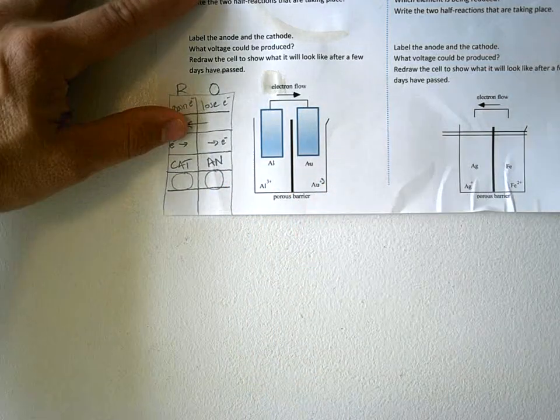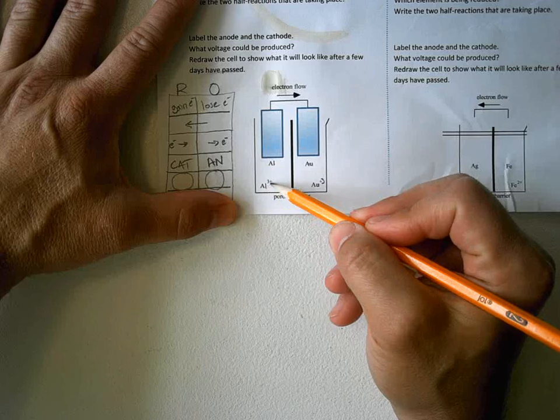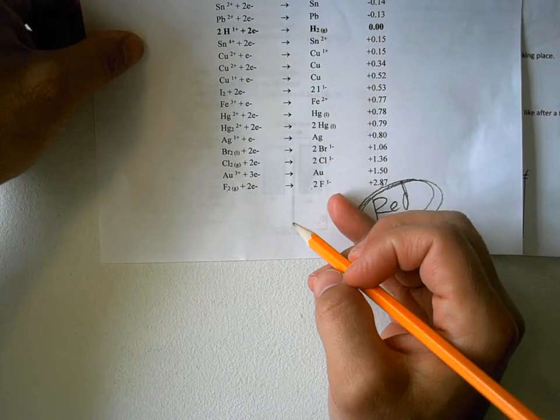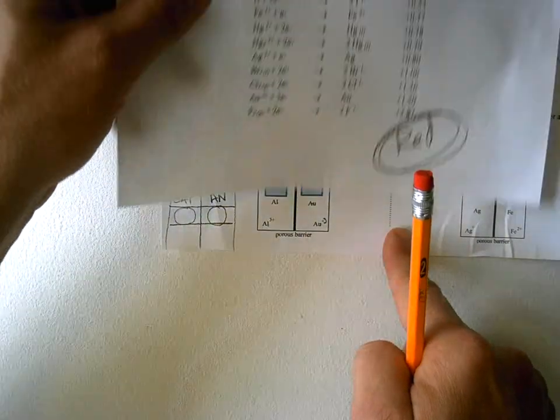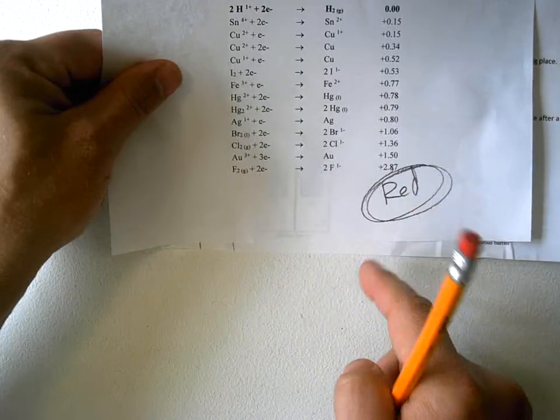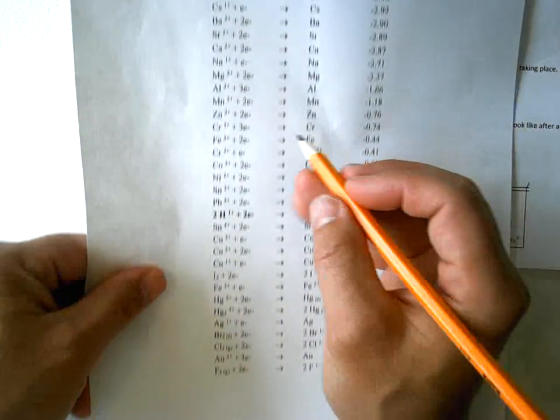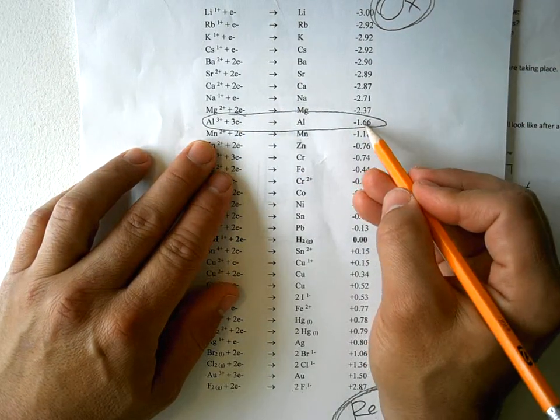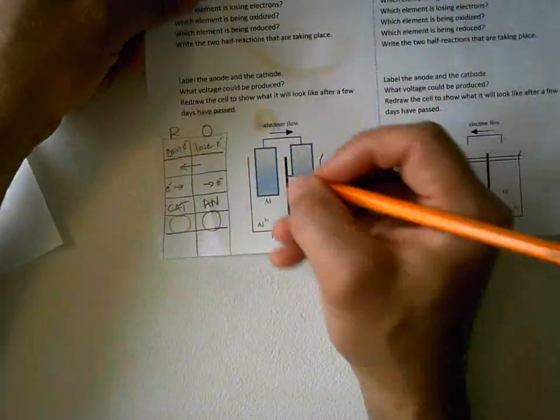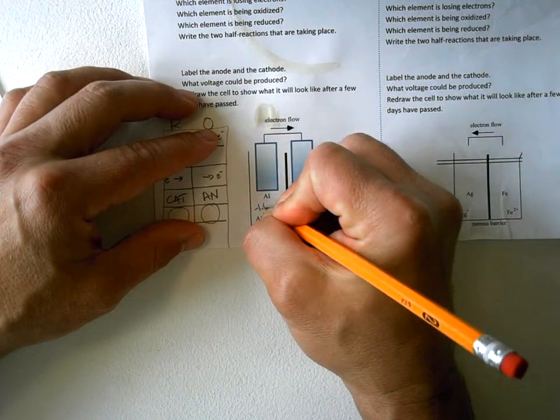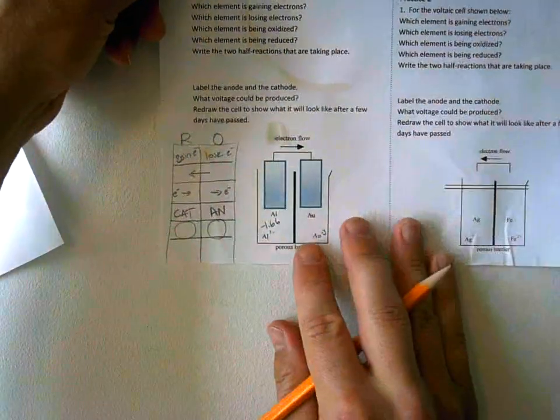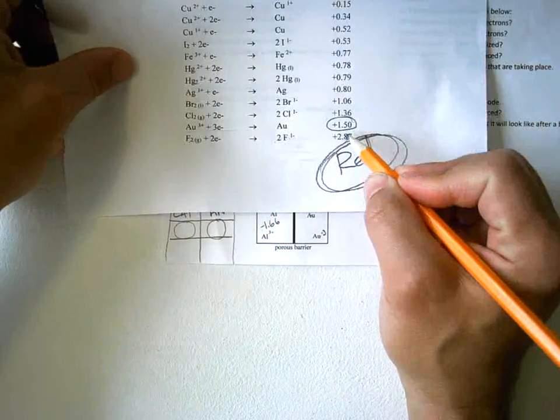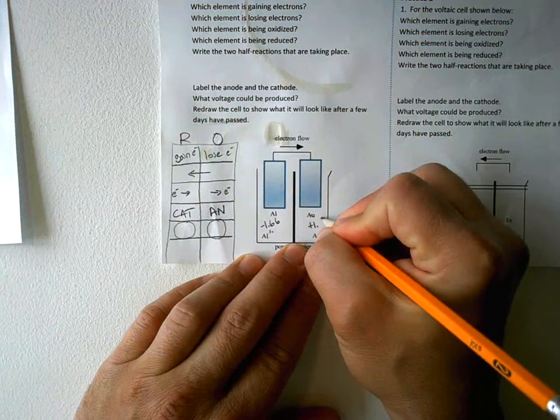Now, let's look on that standard reduction potential chart and find Al3+. It looks like Al3+ is right here, -1.66. I'm just going to jot that down right here, -1.66. And then it looks like my Au3+ here on the bottom is a +1.5. So this is a +1.5.